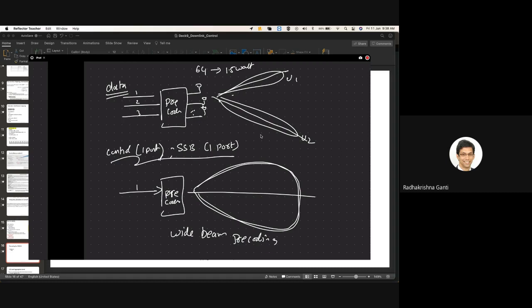Okay, so you cannot just give that one port to one antenna and just be happy. You have to make sure that you have a precoder which spreads it out across all the antennas, and you get a wide beam. Of course, one disadvantage of wide beam is the coverage is less.